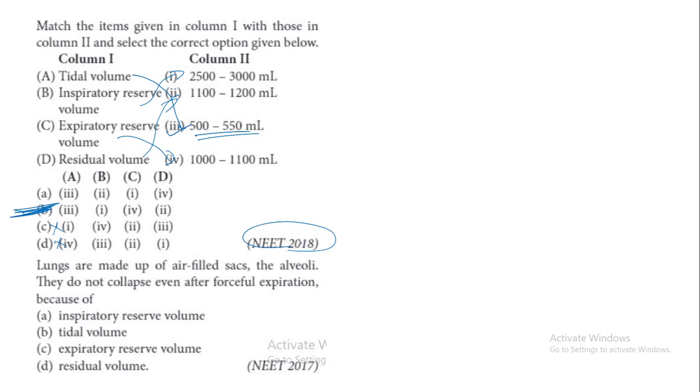Next question: lungs are made up of air filled sacs called the alveoli. Yes, we know about it. They do not collapse even after forceful expiration because of what? We know that some amount of air is still left behind in the lungs. Is it inspiratory reserve volume? No. Is it tidal volume? Tidal volume is the normal air that we breathe, so that is not the right answer. Expiratory reserve volume is not the right option. The right option is residual volume.